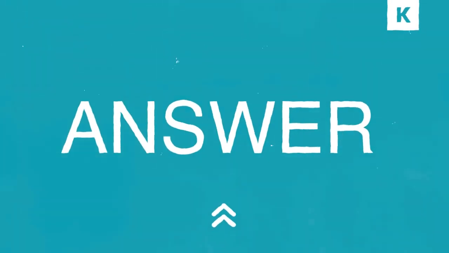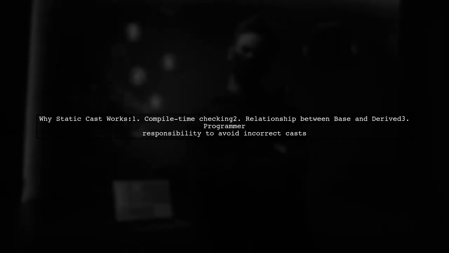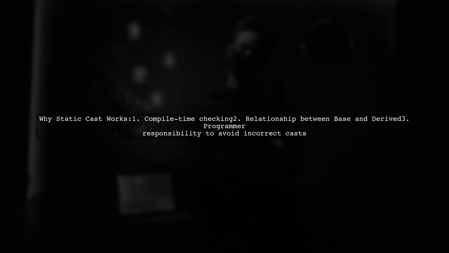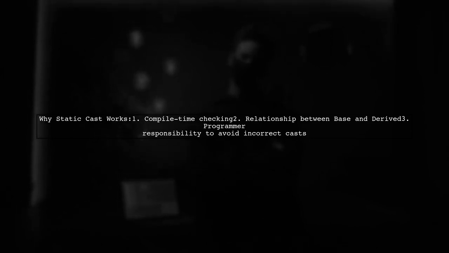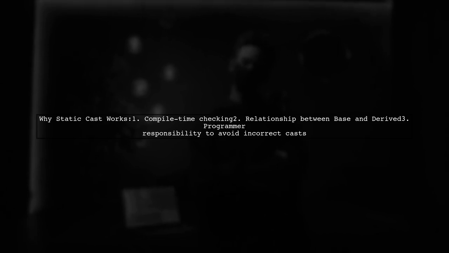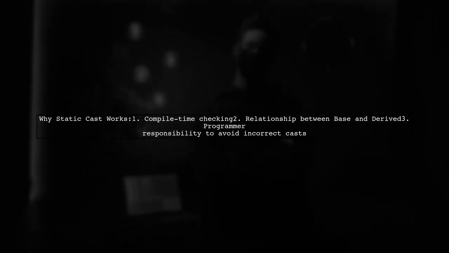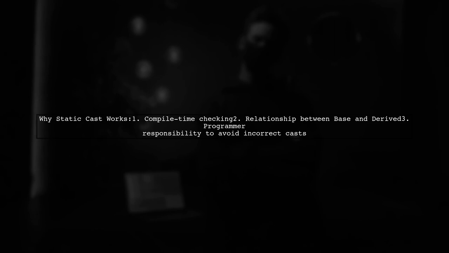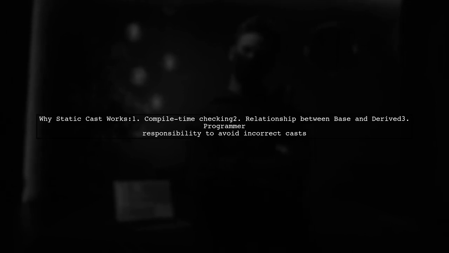Let's now look at another user-suggested answer. Static cast works because it checks relationships at compile time. If there's a relationship between base and derived classes, the static cast trusts that relationship. However, as a programmer, you must ensure that a base object is not incorrectly cast to a derived class.